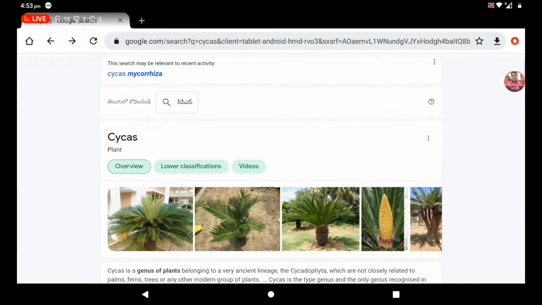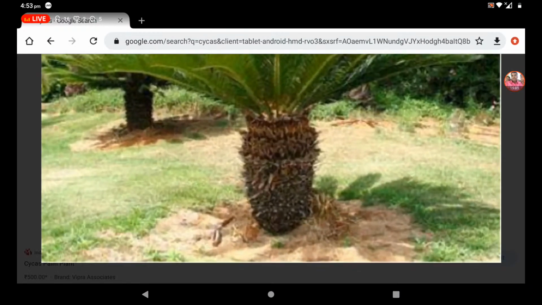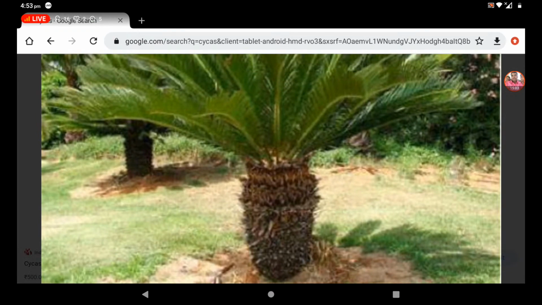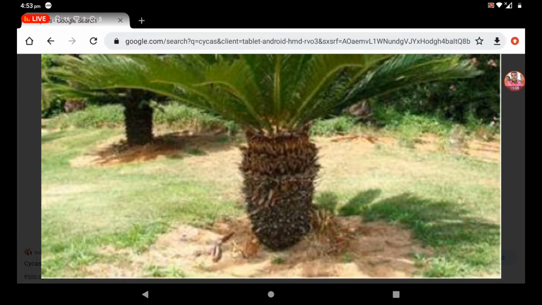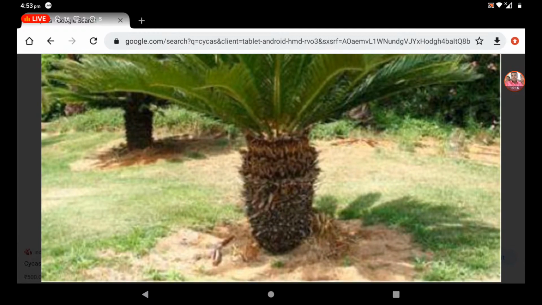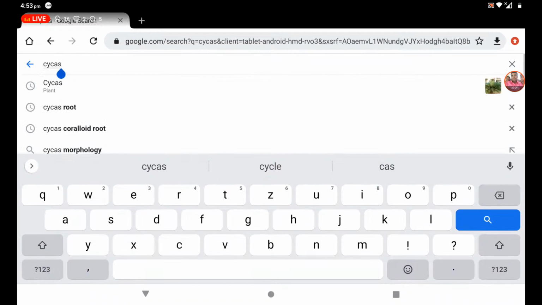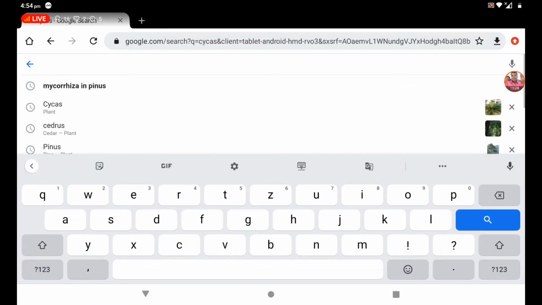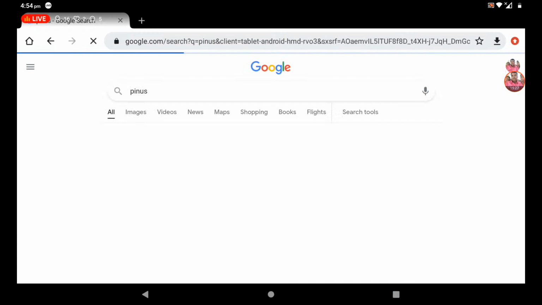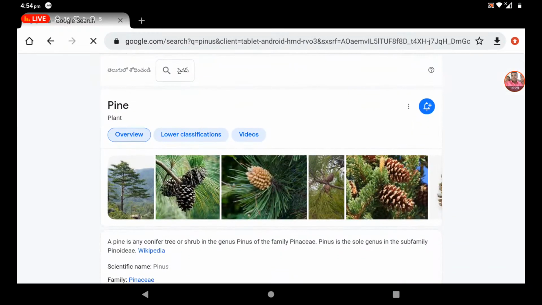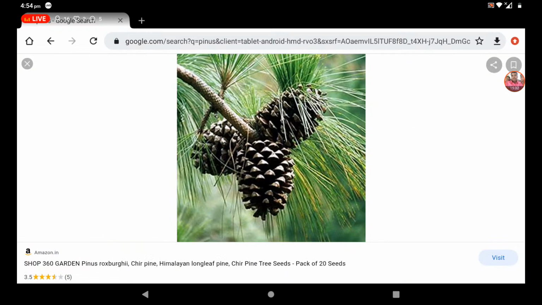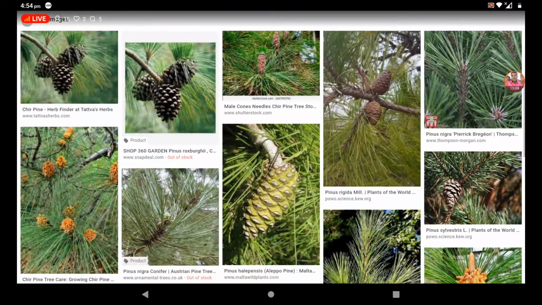Then if we take the stem system, the stem is generally aerially erect, branched or unbranched, both are available. Cycas and Cedrus, already shown earlier, have unbranched stems, and Pinus consists of a branched stem. So branches are available in the case of Pinus.